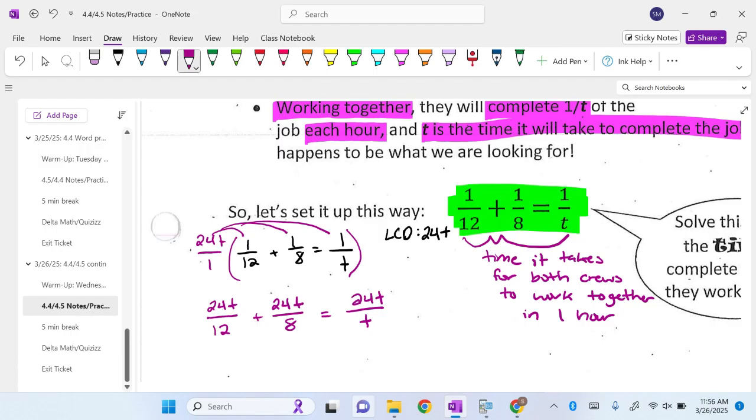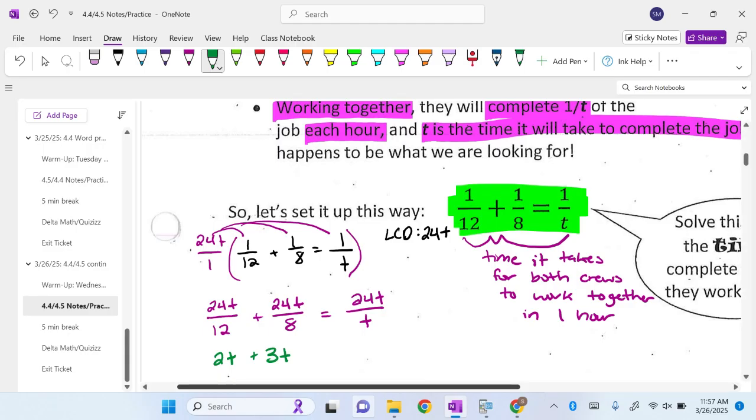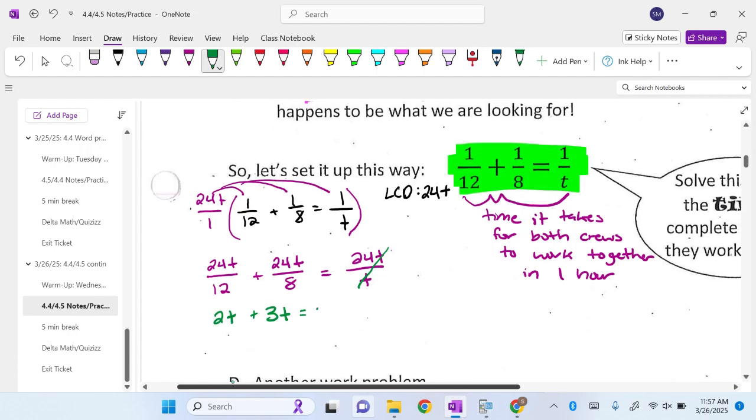All right. Now let's look at what happens. We can do some simplifying now. What's 24t divided by 12? It would be 2t. What's 24t divided by 8? 3t. 24 divided by 8 is 3, and then we bring down the t. And then what's 24t divided by t? 24. So the t's go away. We're left with 24.